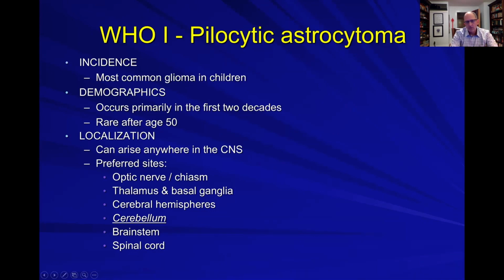So here's a prototypical WHO grade 1 type glioma. That's the pilocytic astrocytoma. So it's much more common in children, occurs primarily in those first 2 decades. It can arise anywhere in the CNS, but here are some of the preferred sites like the optic nerve, thalamus, hemispheres, cerebellum, brainstem, spinal cord. In my adult population, by and far the most common place I see this tumor is in the cerebellum. In fact, I had a patient 2 weeks ago who had a recurrent pilocytic astrocytoma in his cerebellum.